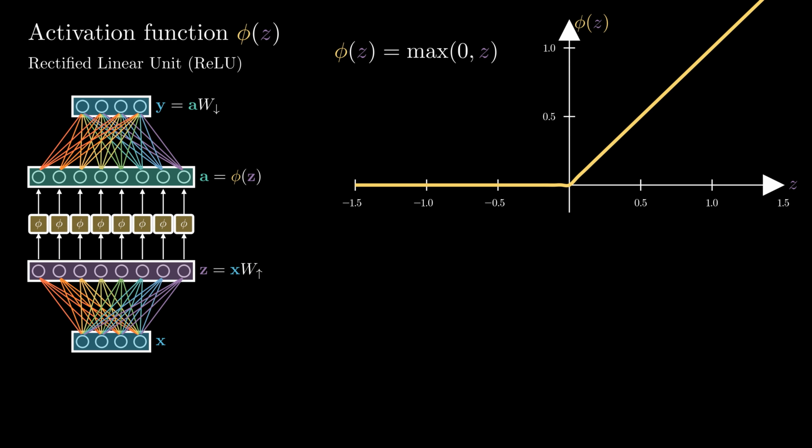ReLU is computationally cheaper than sigmoid or tanh, as it involves only a simple maximum operation and avoids costly exponential computations. When the input value is negative, the output is simply 0. When the input is positive, the output equals the input directly.